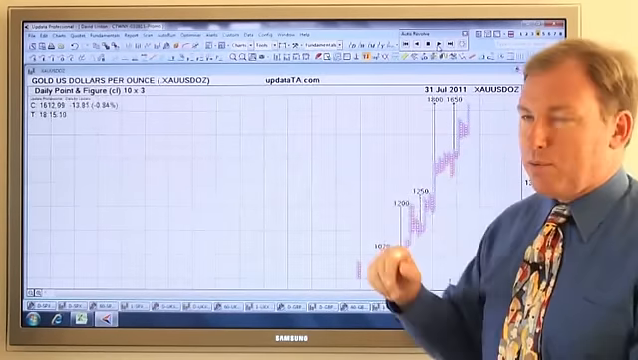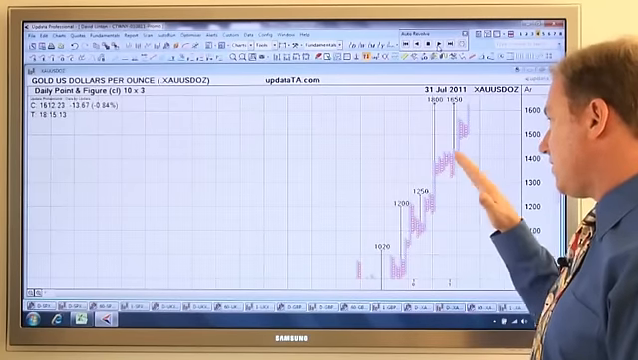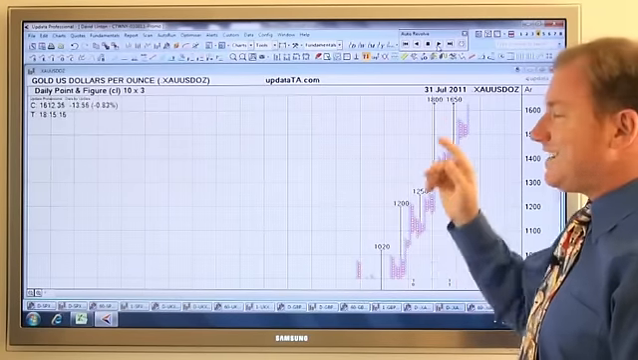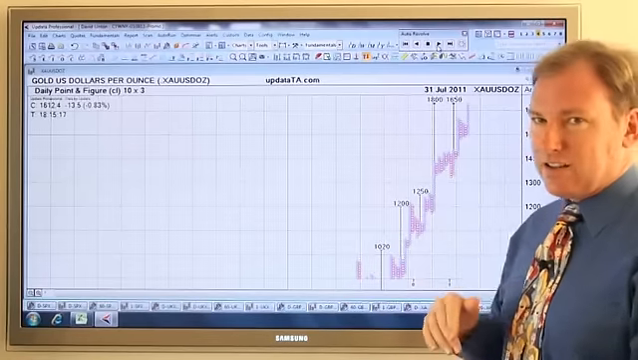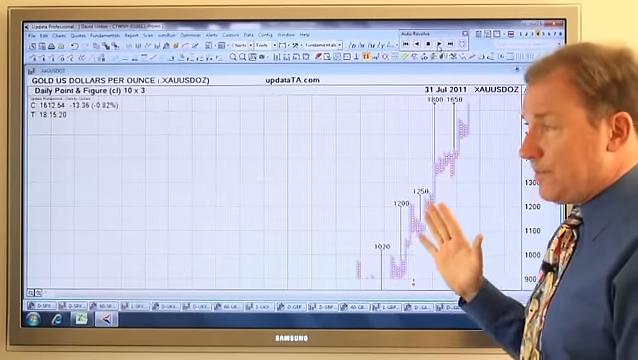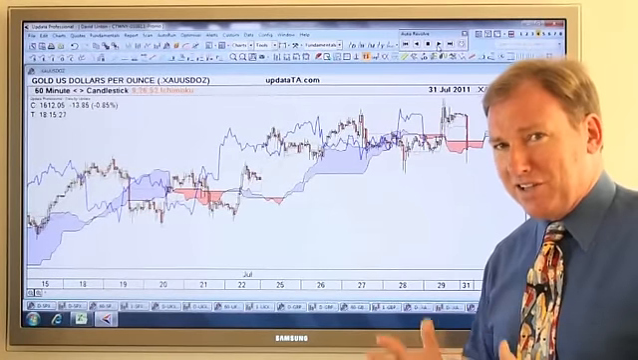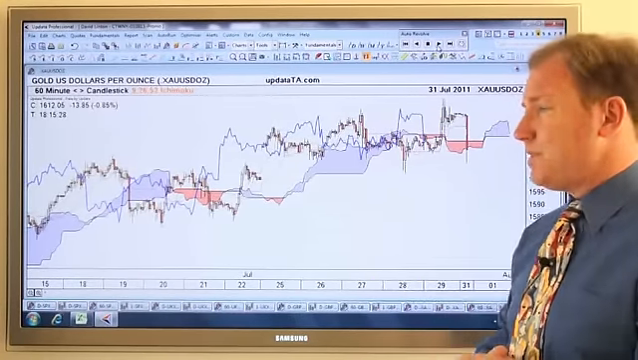Upside targets on the daily point and figure: 1650, well, we're nearly there. That was given at 1400, 1440, and 1800 was the target given at 1390. So if we break 1650, we're then looking to 1800. These targets have been in place all the way up this uptrend. Every buying thrust in the up move gives you a new upside potential target.